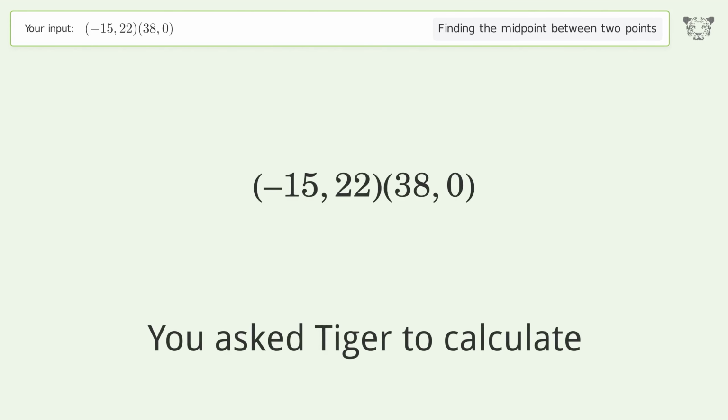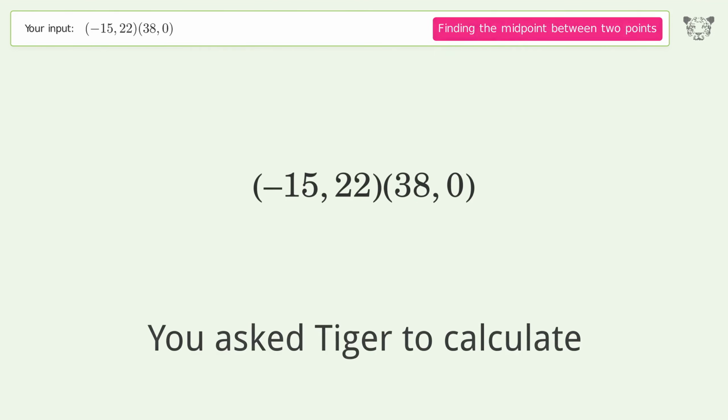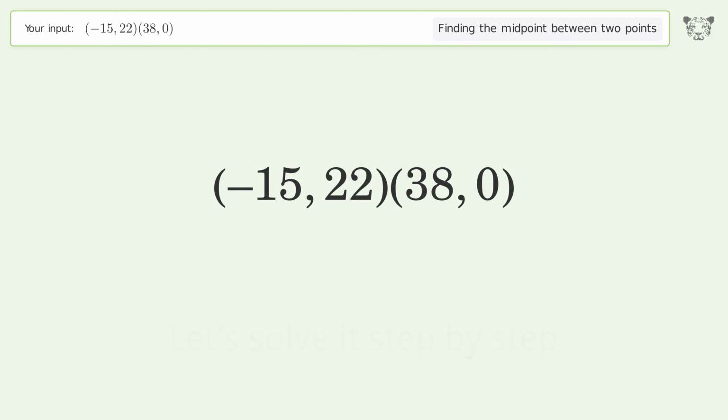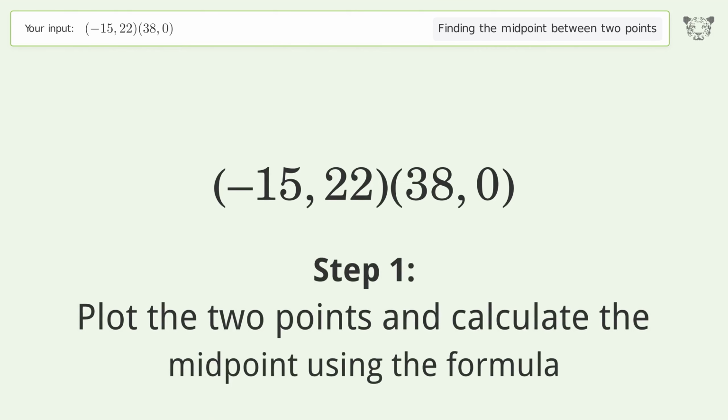You ask Tiger to calculate. This deals with finding the midpoint between 2 points. The midpoint between the 2 points is 11.5, 11. Let's solve it step by step. Plot the 2 points and calculate the midpoint using the formula.